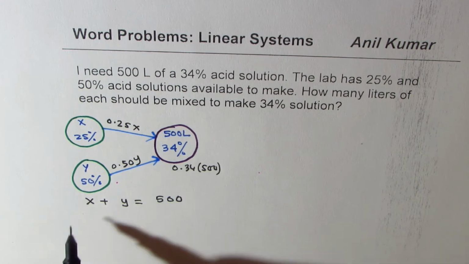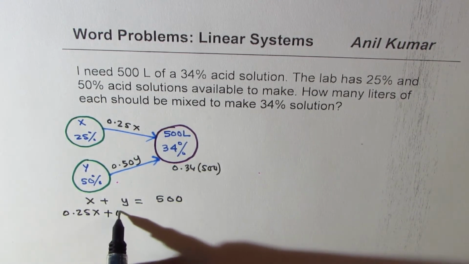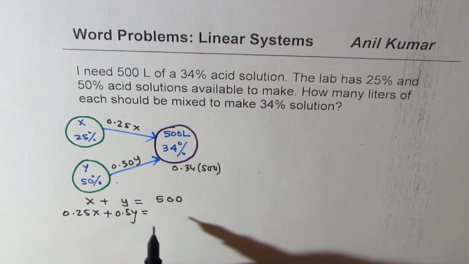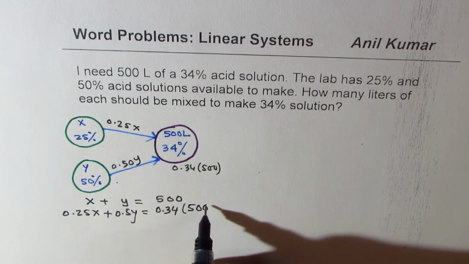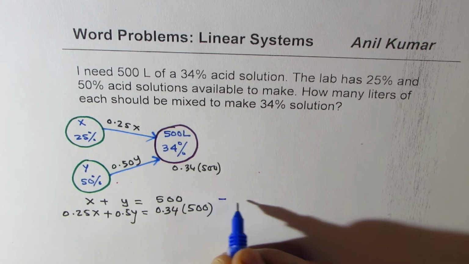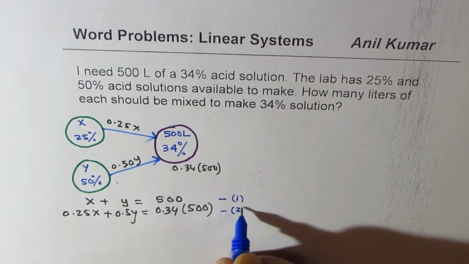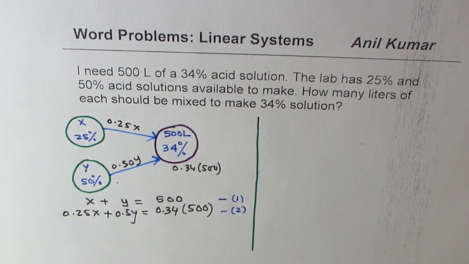So here what you get is 0.25x plus 0.5y equals 0.34 times 500. So you get both your equations. Let's number them as equation 1 and equation 2. Once we have two equations and two variables, we can solve using substitution or elimination. Perfect. What do you prefer? You could use any method.